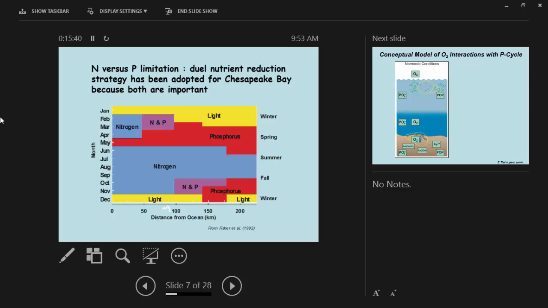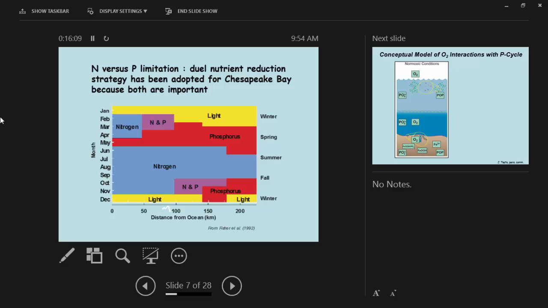Winter, spring. So what this diagram is telling us, and what these data, as well as work done with various other kinds of manipulations, is that nitrogen and phosphorus are important in Chesapeake Bay. They're both important. They're important in different places and at different times. So the Bay program has developed what's called a dual nutrient strategy, and that's a good thing. It seems to me like it's an essential thing.